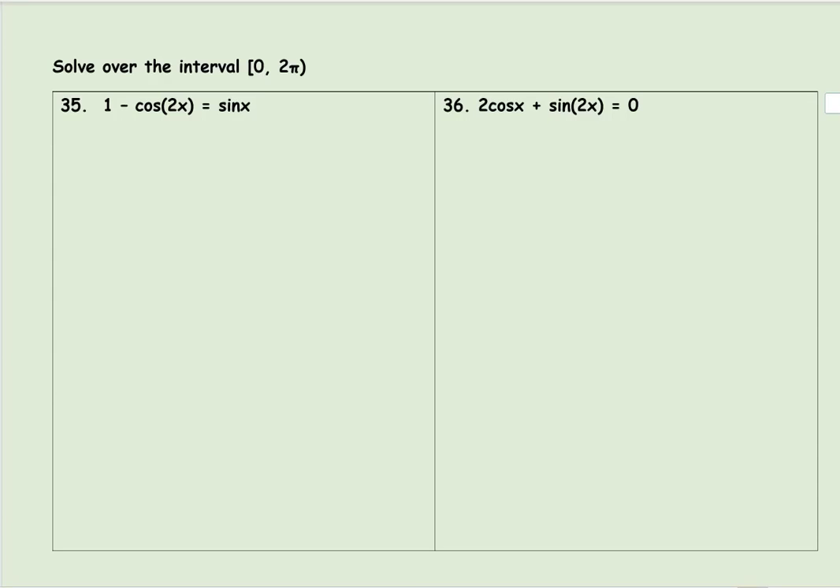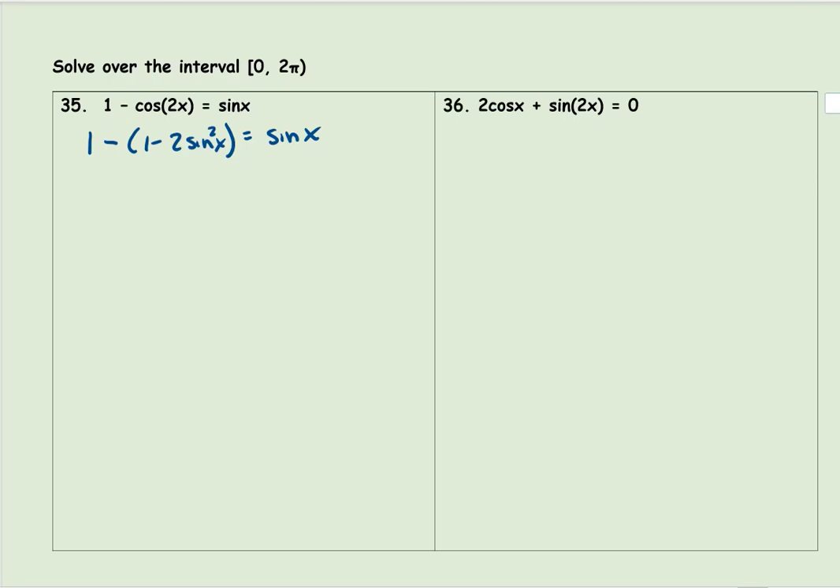So we have in 35, 1 minus cosine of 2x is equal to sine of x. So I already have a sine of x, so I think it's easier to continue using sines of x's here. So when we do our double angle formula, we're going to turn this cosine of 2x into 1 minus 2 sine squared x. And then that way we only have sine of x's from here on out.